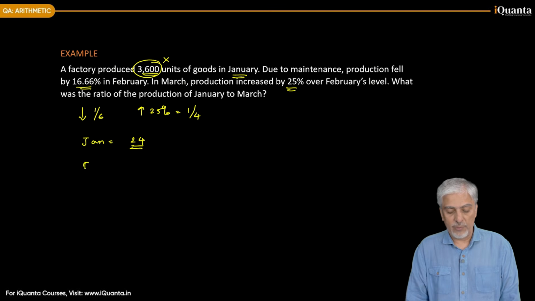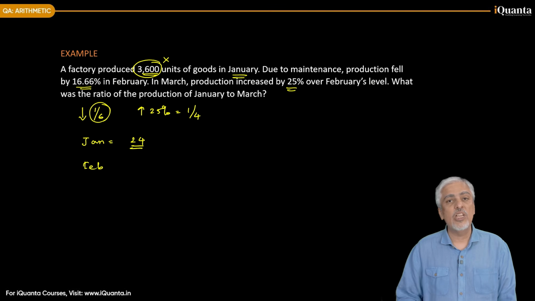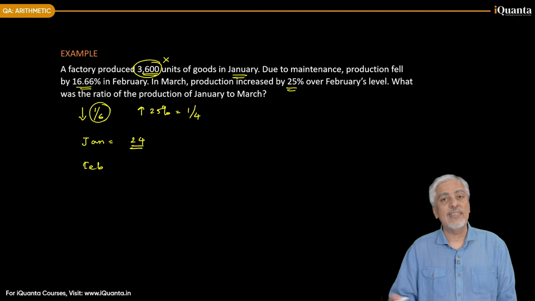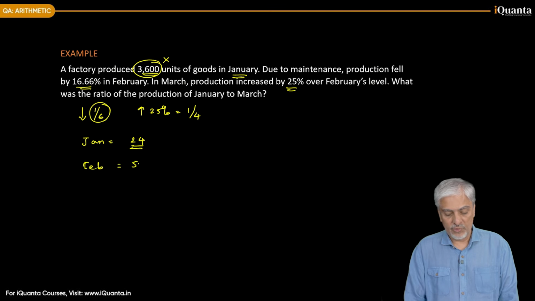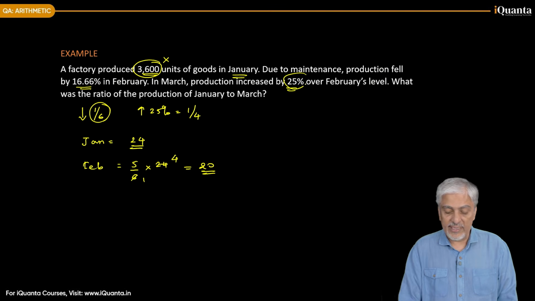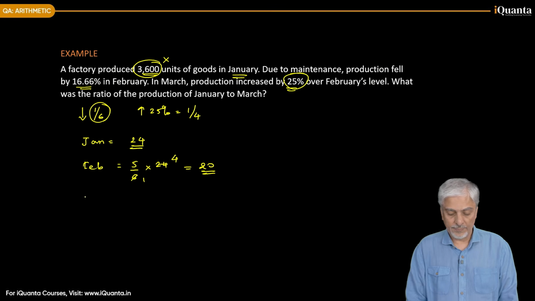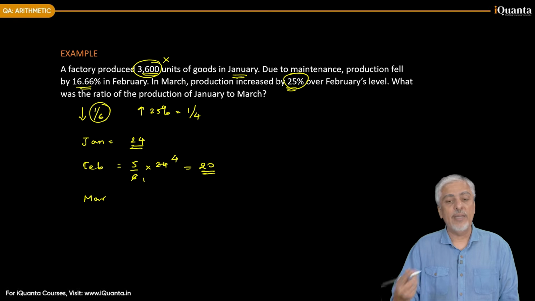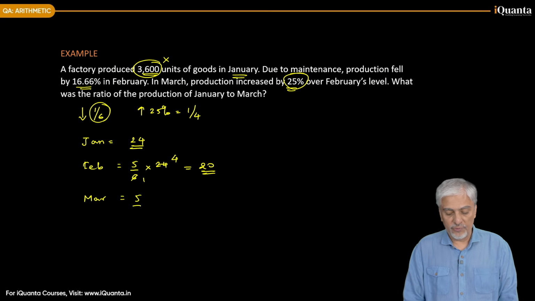So what will February's production become? There's a fall of 1 by 6. When something falls by 1 by 6, it will become 5 by 6. So 5 by 6 of 24 becomes 20. Then there's a rise of 25%. So for March, 25% is 1 by 4, so it will become 5 by 4. So March will become 5 by 4 of 20.